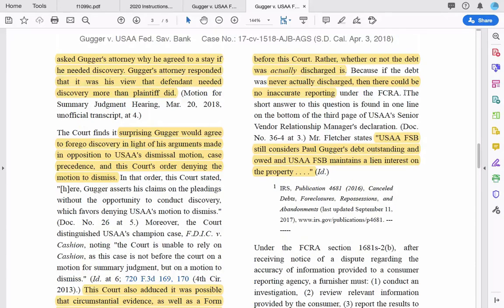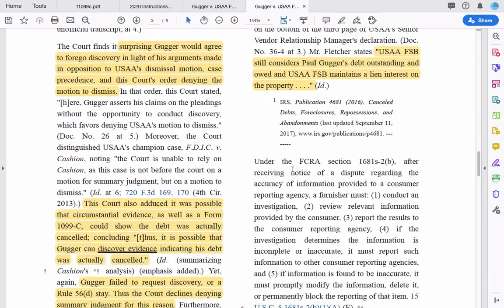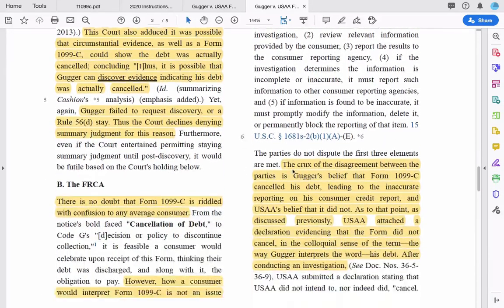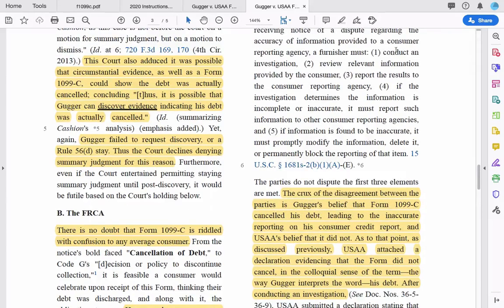And so the court says, well, I find this declaration or this affidavit for this bank senior vendor relationship. Mr. Fletcher says USAA still considers the debt outstanding and owed and maintains a lien interest on the property. And the court, and we talked about this in the first case, there are 5 things that the furnisher, like a bank, must do when it is notified of a dispute under 1681s-2(b).